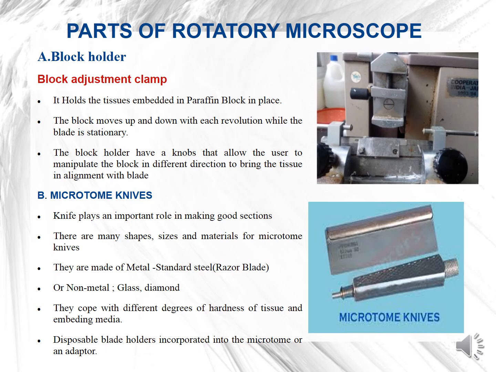So, coming to the parts of the rotatory microtome, first we should know about the block holder. Here the block holder is there, where we can fix the block in which the tissue is embedded. The block adjustment clamp holds the tissue embedded in the paraffin block in place. The block moves up and down with each revolution while the block is in the stationary position.